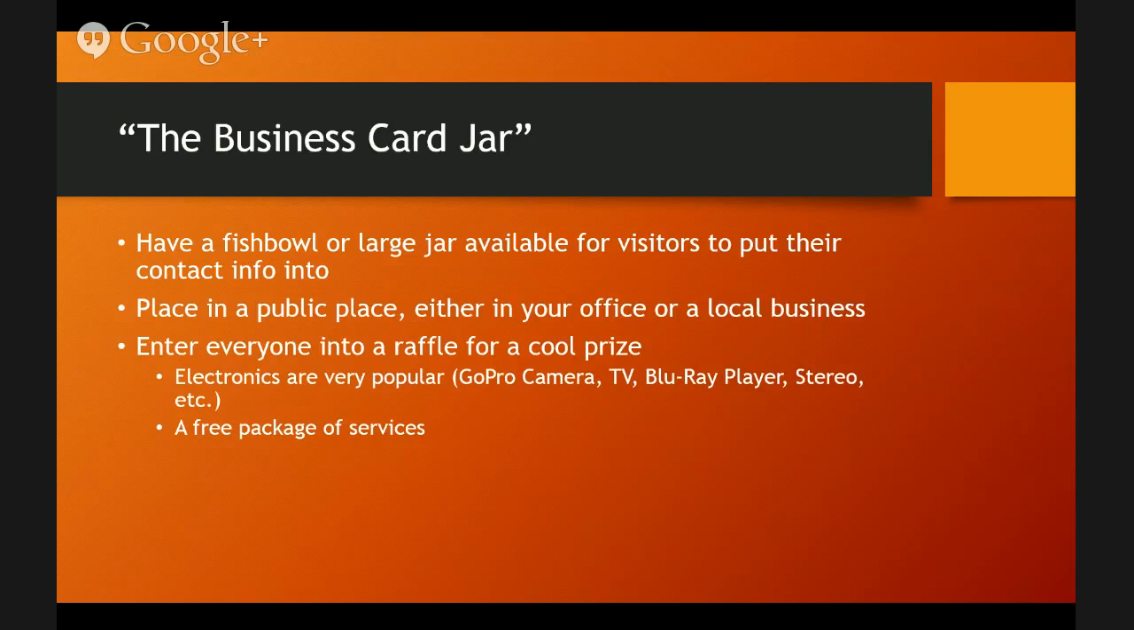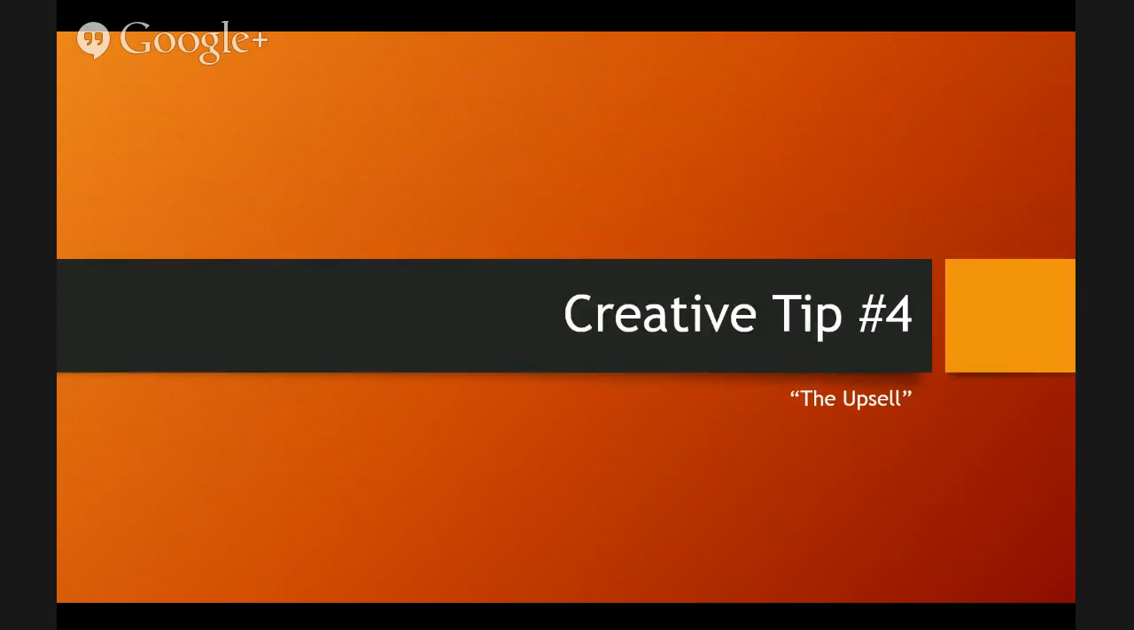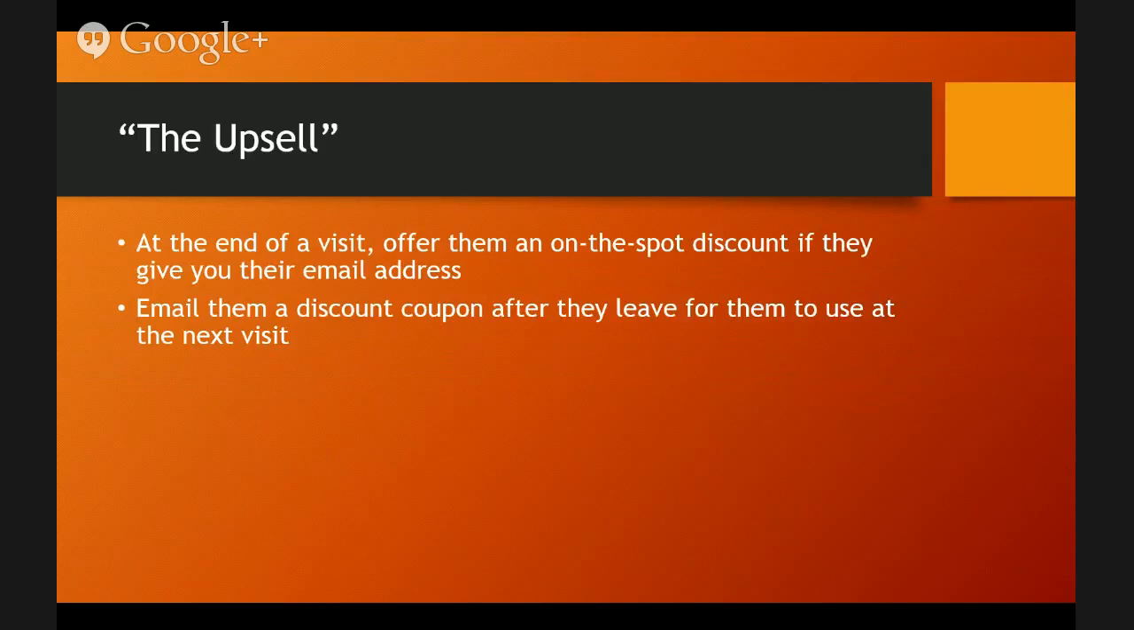So we're going to move on to creative tip number 4, and this one's called the upsell. Now this is a cool one because it's immediate and it kind of catches people off guard. At the end of a visit, when people are leaving your office, when they've been speaking with you, you can offer them an on-the-spot discount if they give you their email address. Now this is better for people who haven't really built up their in-office email list. So if right now you only have a couple dozen people or a couple hundred people on your list and you're trying to get that up to 1,000 or more, this is a great way to do that.